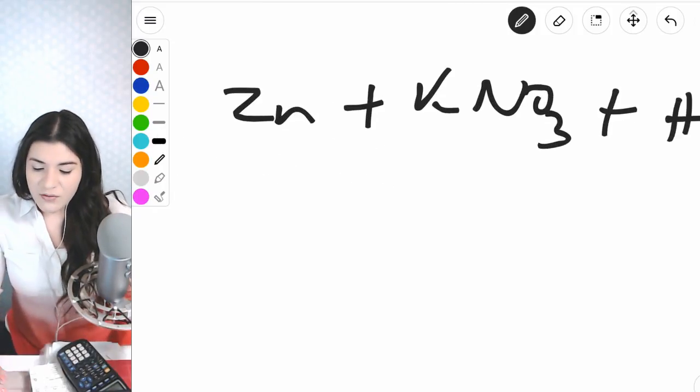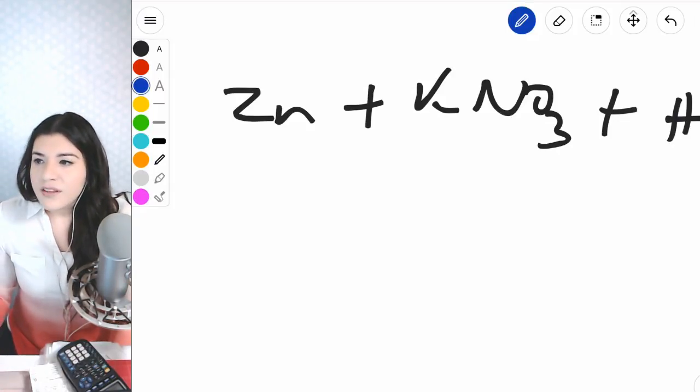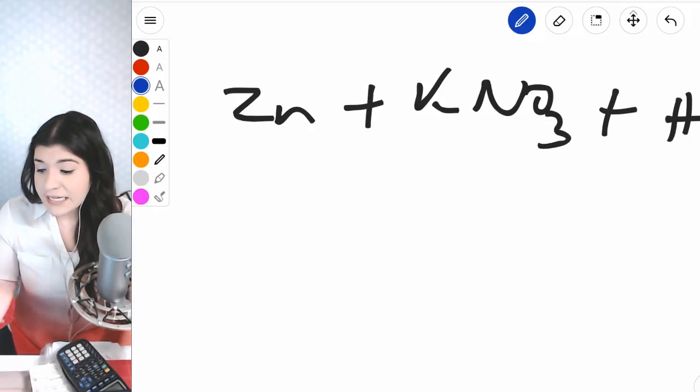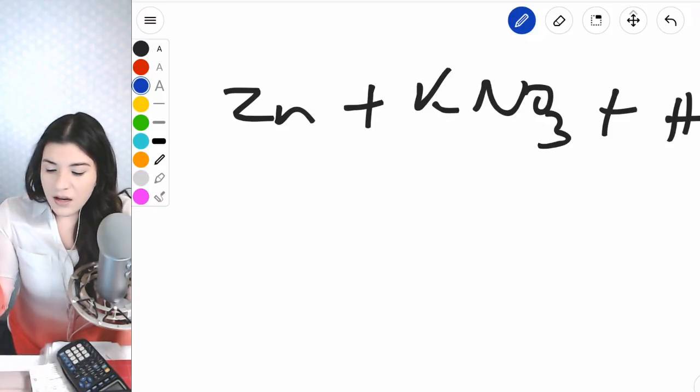What I'm going to start off with is just identifying all of the oxidation numbers for everything. So for zinc, it's 1 element in its solid state. I know it doesn't say it, but a lot of times whenever we just have 1 metal or 1 element by itself, that's going to be 0.